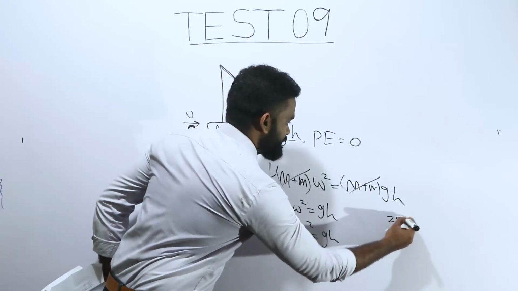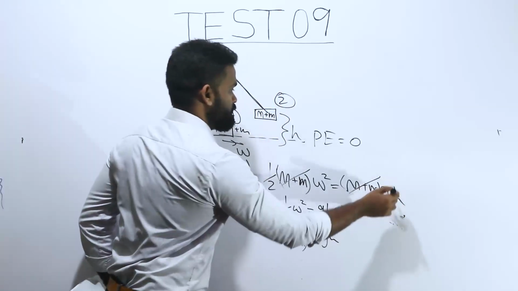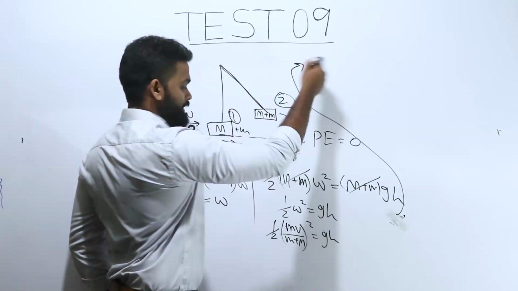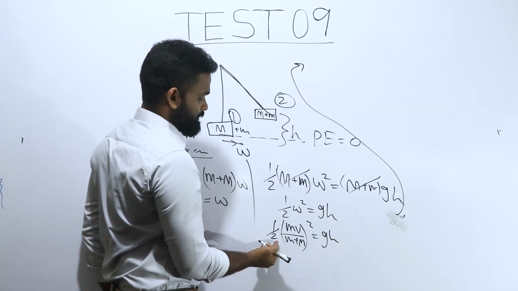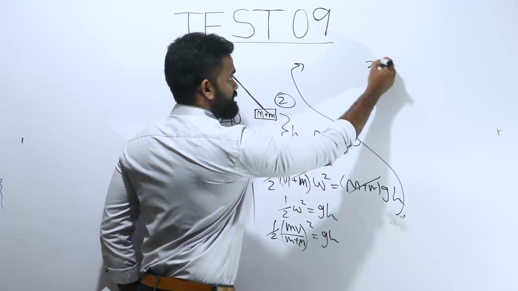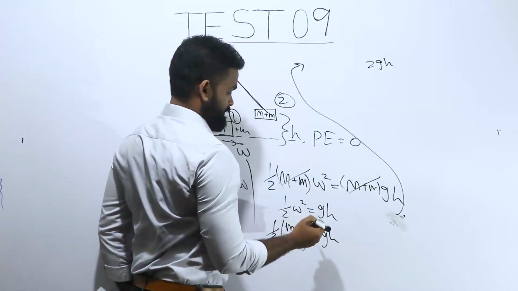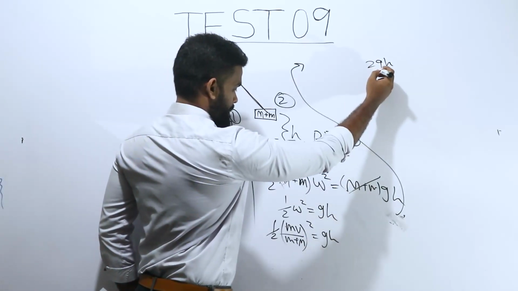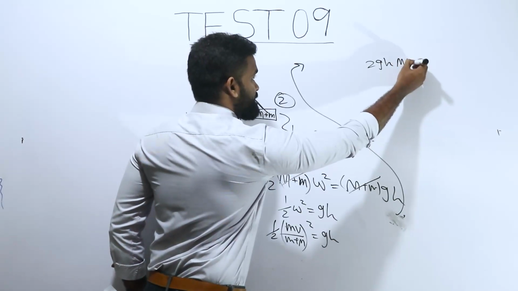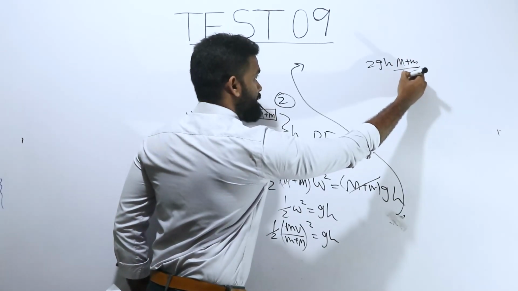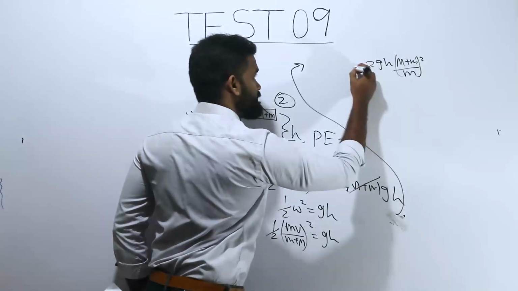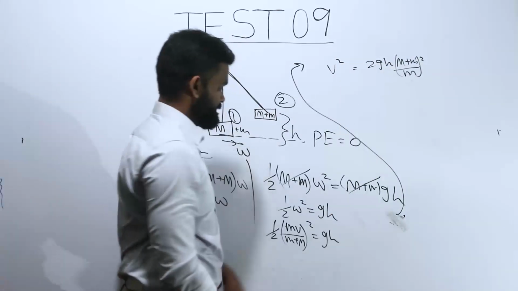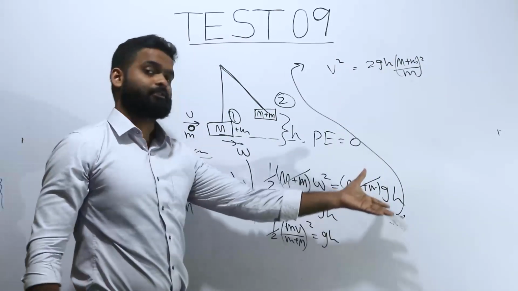So 2GH, I move this whole calculation here. Cross multiply, 2GH goes to the other side. Then (M + m) divided by m squared. This is equal to V squared. So I just cross multiplied all the things to the other side.